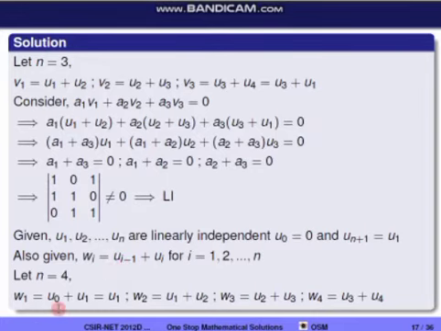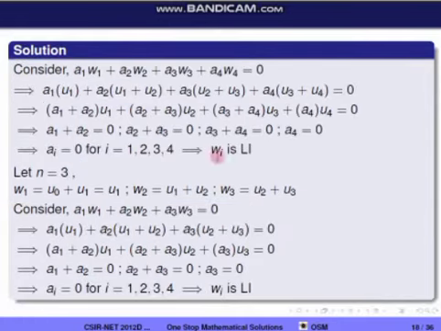So w1 is equal to u0 plus u1, and u0 we are setting as 0. So that is equal to u1. w2 is equal to u1 plus u2, w3 is equal to u2 plus u3, w4 is equal to u3 plus u4. Now consider a1 w1 plus a2 w2 plus a3 w3 plus a4 w4 equal to 0. Substitute the wi's in this and rearrange them to write it as a linear combination of ui's. Since ui's are linearly independent, this linear combination equal to 0 implies their coefficients are equal to 0. So we'll get this equation.